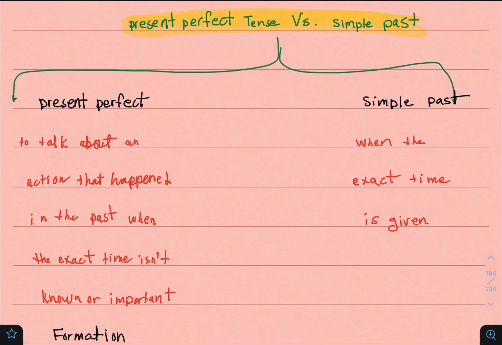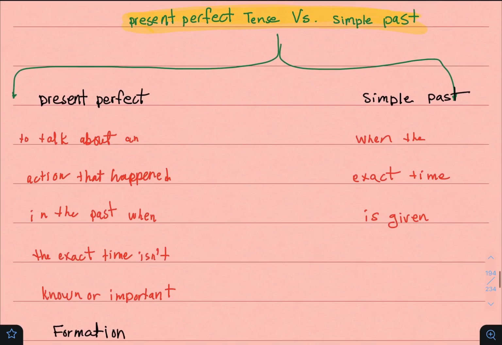الآن راح نشوف المضارع التام في مقارنة بينه وبين الماضي. Okay, present perfect and simple past. Now the first thing we will be looking at is when to use the present perfect and when to use the simple past. متى نستخدم the present perfect ومتى نستخدم the simple past.